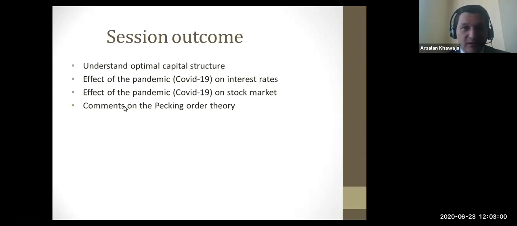So the first thing that we will do is understand optimal capital structure. Then we will look into how the pandemic has affected interest rates, how it has impacted the stock market, and then finally, we will comment on the pecking order theory.